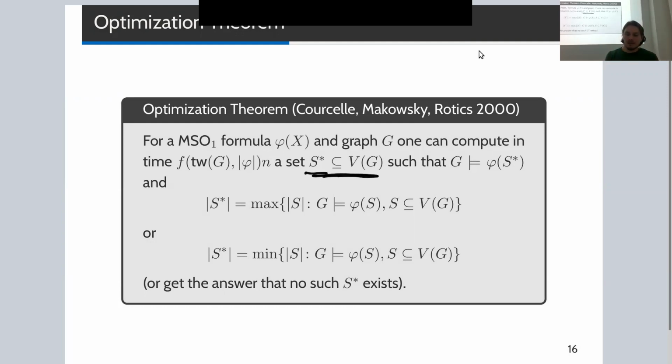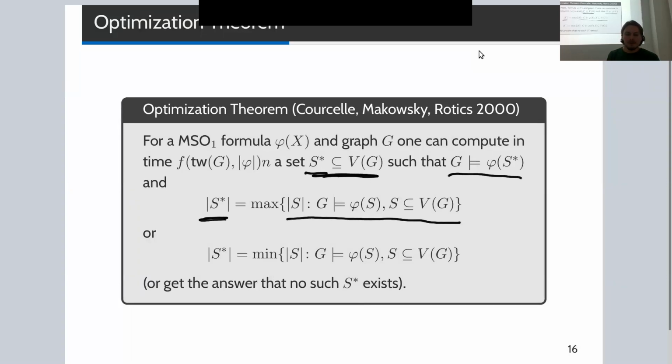So let's break it down as well. First of all, the formula should hold after you plug in our set S star into the formula. And additionally, S star should be the largest possible set with this property, or the smallest, depending on what you're looking for. So let's say we're having a maximization problem, then the size of S star should be the maximal size among all sets that satisfy phi. Or if you're looking for a minimization problem, it should be the smallest set that satisfies phi.